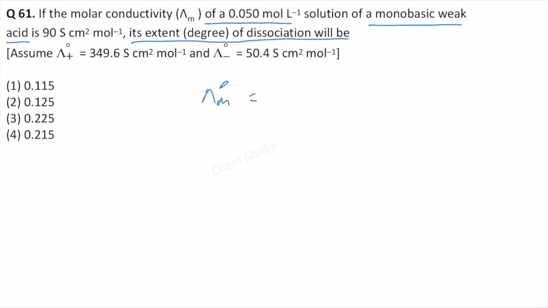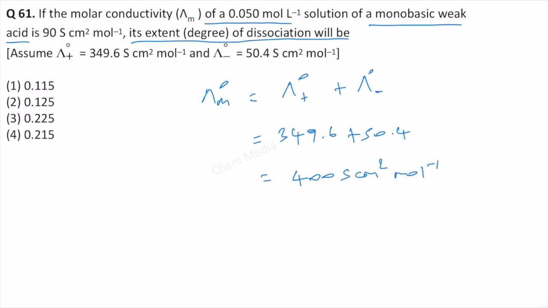Here it is mentioned as a monobasic weak acid, that means it is univalent. Therefore, we can sum up these two, lambda 0 of cation and lambda 0 of anion. That is equal to 349.6 plus 50.4. Therefore, this will be equal to 400 Siemens centimeter square per mole.